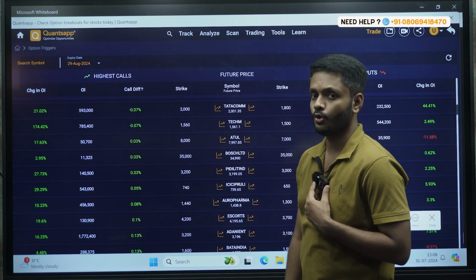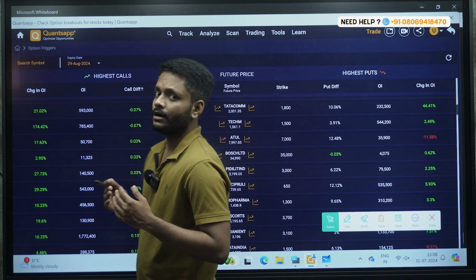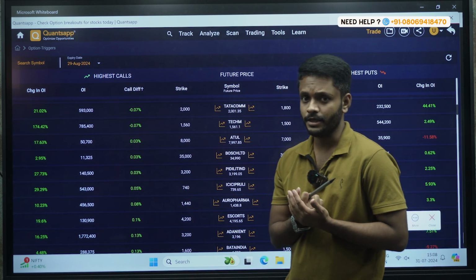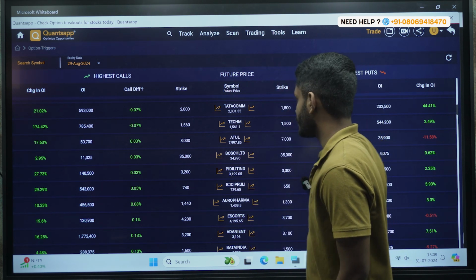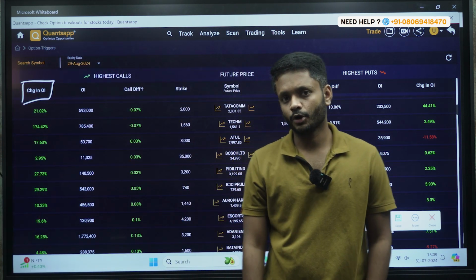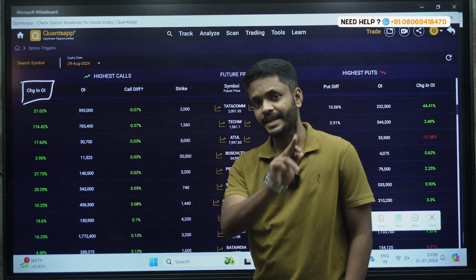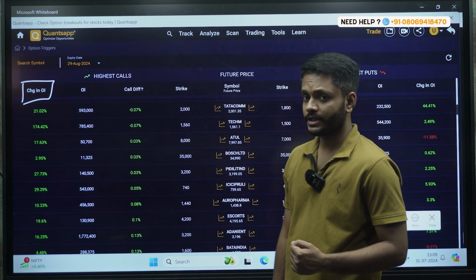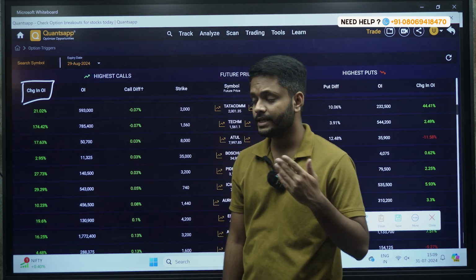Now how would I know whether the resistance is getting weaker or stronger, whether the stock is going to break down or break out? The game changer here is the change in OI. So what does this change in OI indicate? If the change in OI is negative, we can conclude that the resistance is getting weaker because call writers have started unwinding their positions.